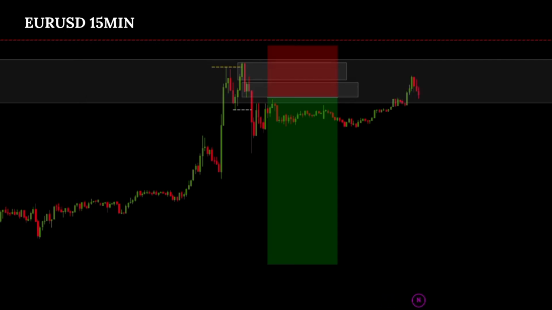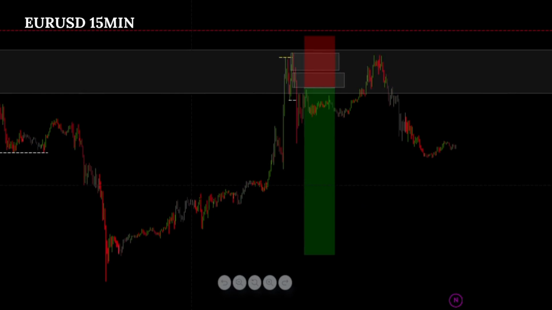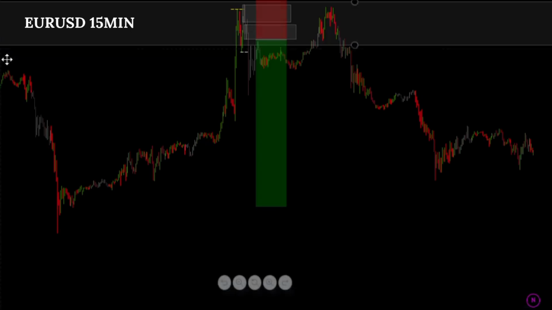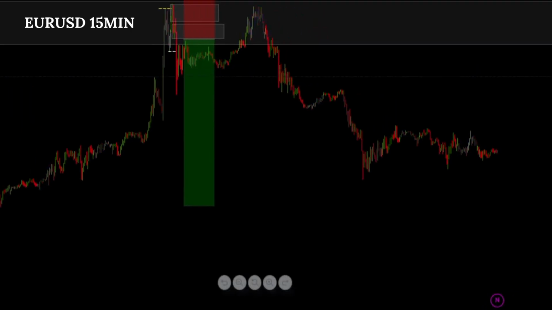But if your risk management plan doesn't allow you, then set a limit at the second order block and wait for price. Do not chase after trades. Eventually, take profit was reached. That concludes today's masterclass on order blocks.